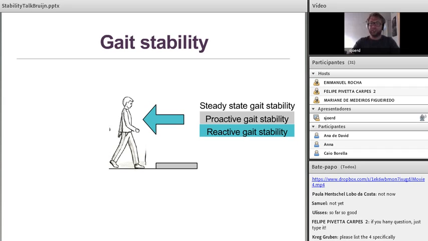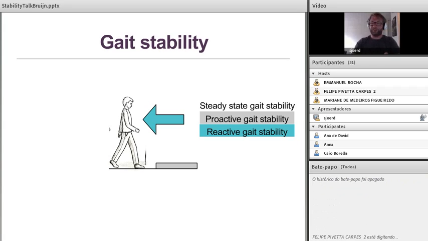Please list the 4 specifically. So the one is steady state gait stability. That's just walking along normally. Then you have the proactive gait stability, which is planning for an upcoming perturbation. For instance, when you walk down the pavement and you see the curb coming up and you plan to step on it or step off it. Then you have reactive gait stability, that you didn't plan it, but you all of a sudden step down and then you have to recover. And then there's the largest perturbation you can handle. So that's how large can it be before you're going to fall down. Okay. That's the list of all 4.